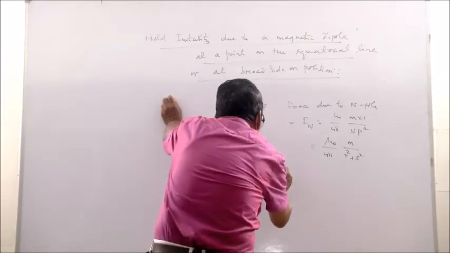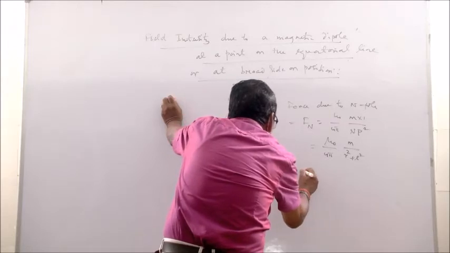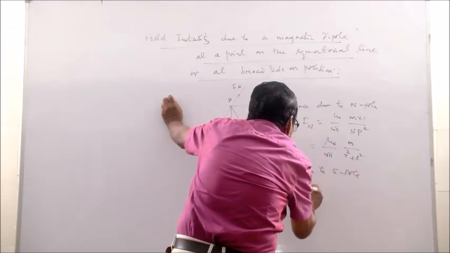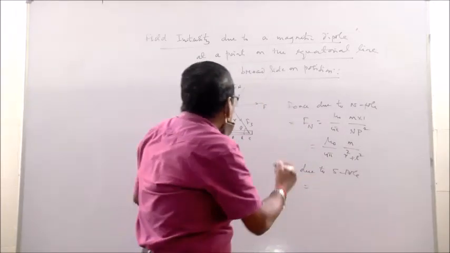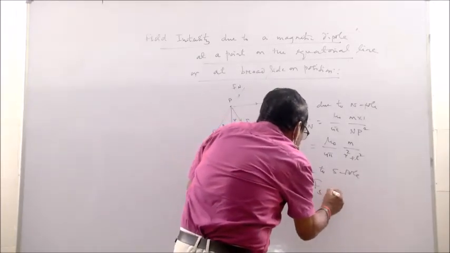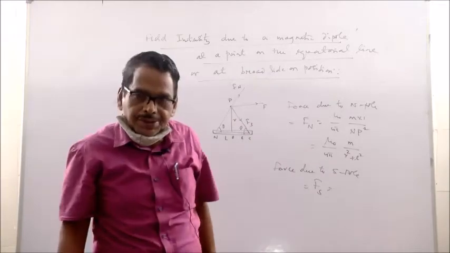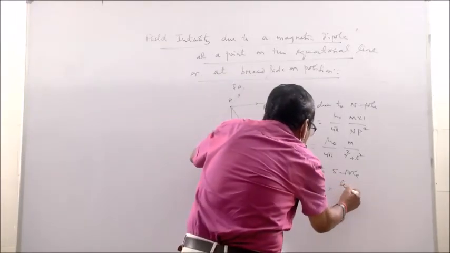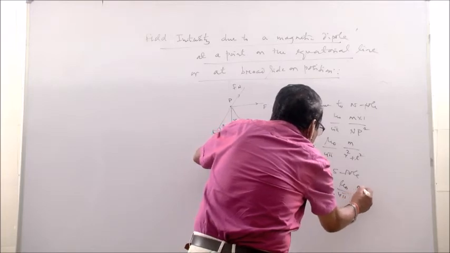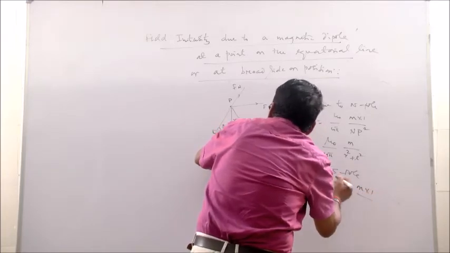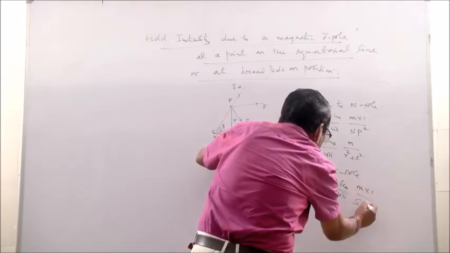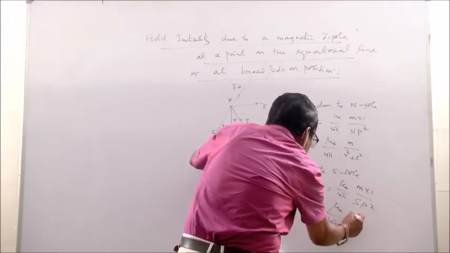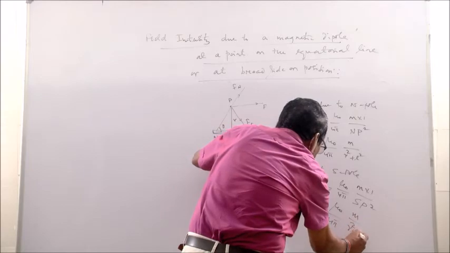Force due to south pole. You can denote it as we have already denoted in that case. Here it will be Fs. What will be Fs? Same thing, mu 0 by 4 pi, m into 1, that is your what? SP square, that is equal to mu 0 by 4 pi, m by what? R square plus L square.